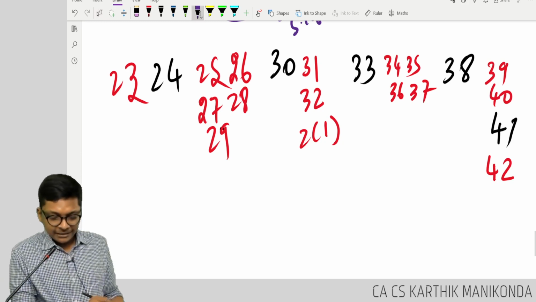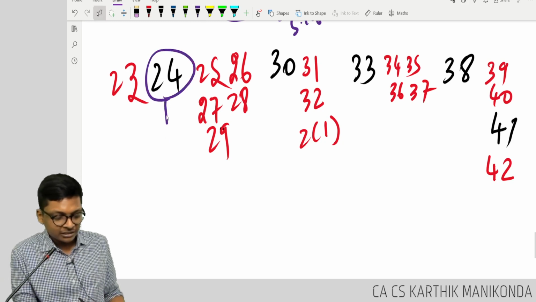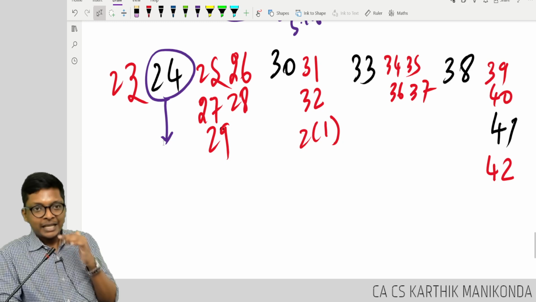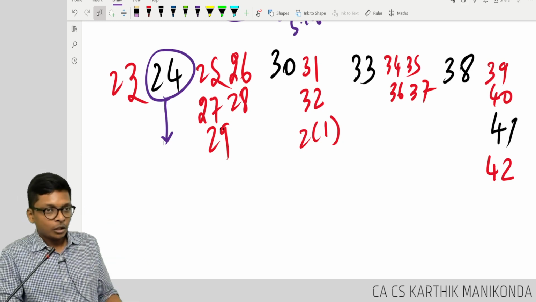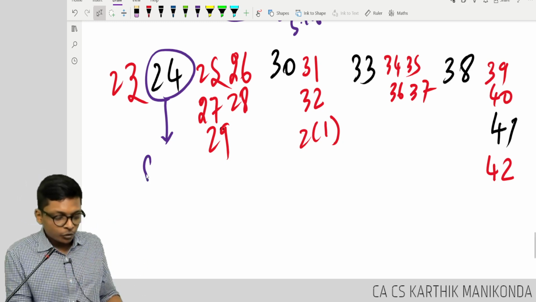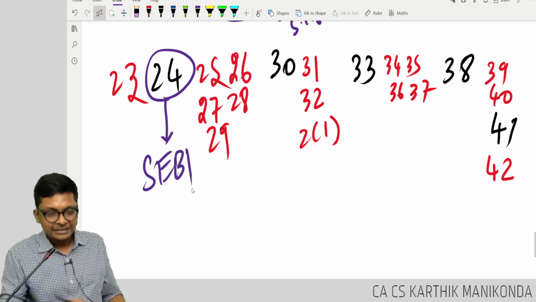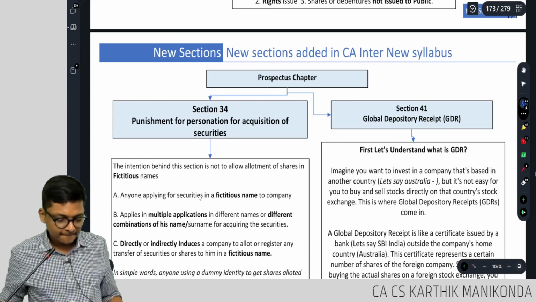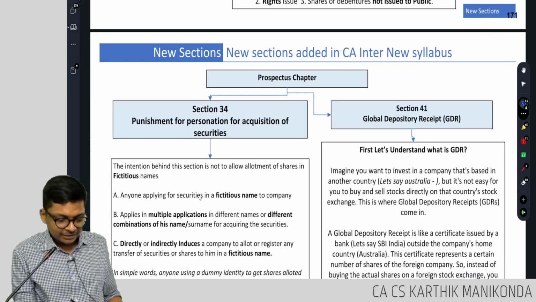Now these are the ones, what I wrote in black are the new additions. Let me finish one by one. 24 is nothing, guys. 24 is saying if you are a listed company, along with this chapter, you follow SEBI. That's it. Over 24. What is 24? Let me go up. This is 24, guys.